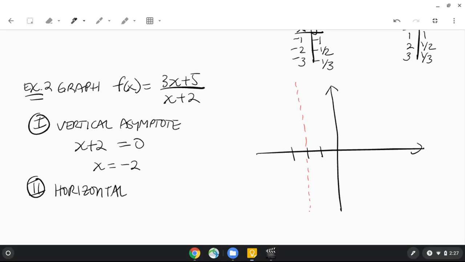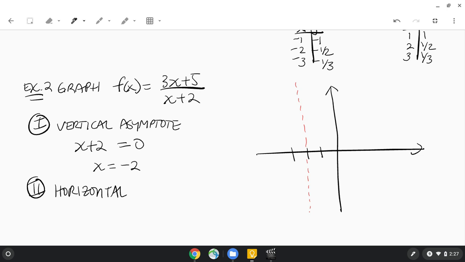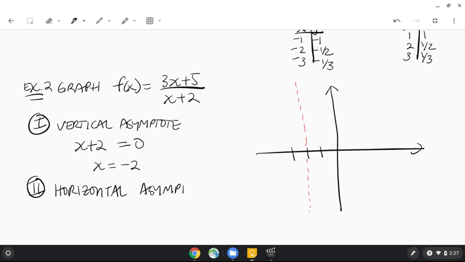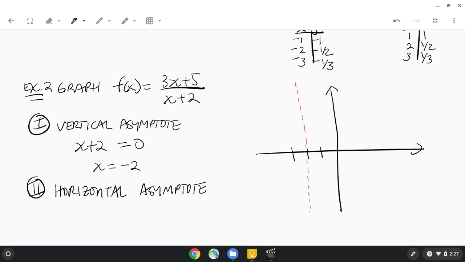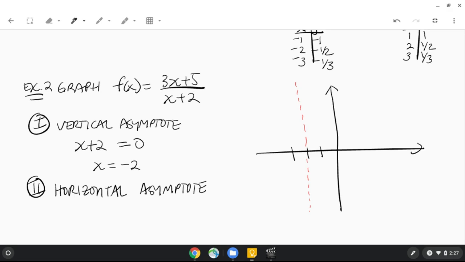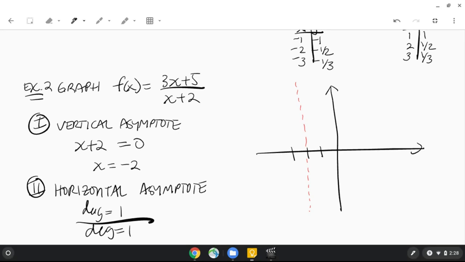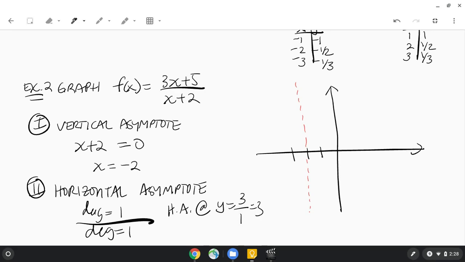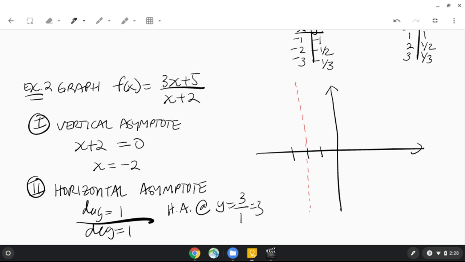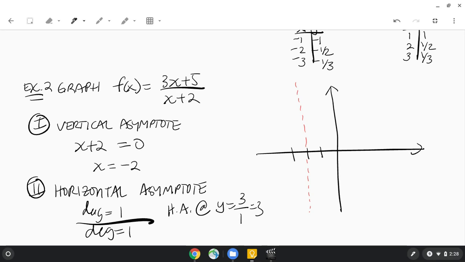We know we have a horizontal asymptote because the numerator's degree is not larger. The degree on top is 1. The degree on the bottom is also 1. So we have a horizontal asymptote at y equals 3 over 1, which is 3. That's the a over b situation when the degrees are the same. So we have it at y equals 3.